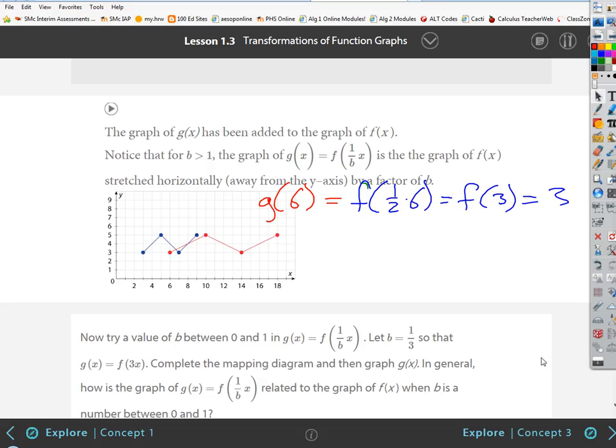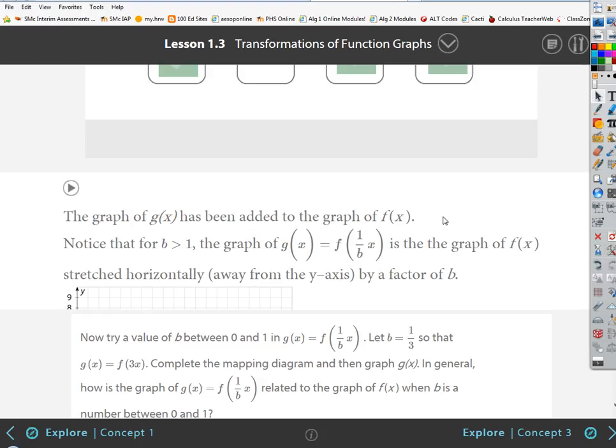Look what happened. I had to input numbers that were twice as big for g to get the corresponding outputs because I was multiplying them by 1/2. So what's the effect of that then? What did we do to the blue function? We stretched it in which direction? Yeah, we stretched it horizontally, didn't we? We stretched it away from the y-axis, right? Does that make sense?